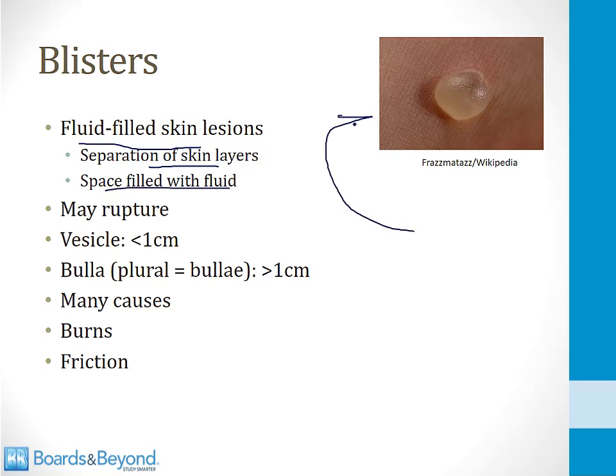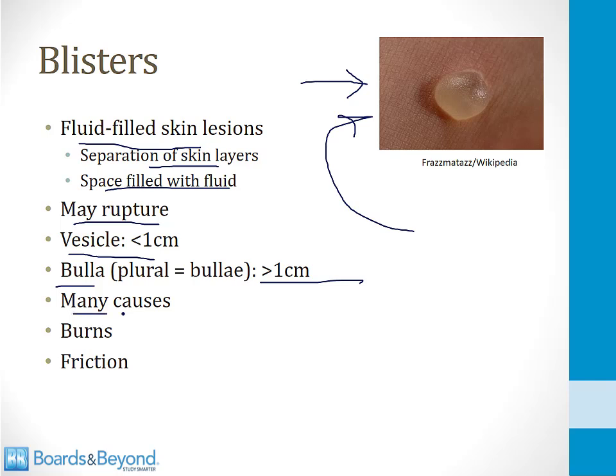This is a picture of a blister shown on the screen here. And in some blistering disorders, the blisters will rupture, so you won't actually see a blister like what's shown here. You'll see what's left behind after the fluid-filled space ruptures. And the technical term for blisters is a vesicle if the blister is less than a centimeter in size, and a bulla if the blister is greater than 1 centimeter in size.